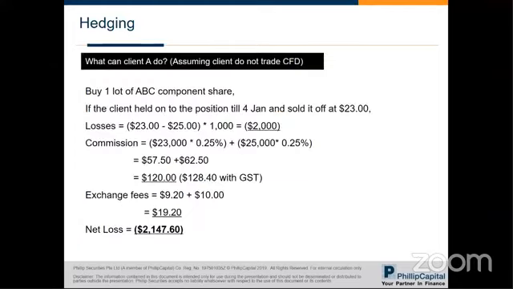So let me give you an example. What can the client do, assuming the client does not trade CFD, does not have a CFD account, doesn't know what CFD is, just buying the share. So bought at $25 in the previous slide. On the 4th January, the position was sold at $23. So this person is making a $2 loss times 1,000 shares, which is $2,000. And with the commission and the exchange fees, the net loss is $2,147.6. So it's a huge sum compared to the initial capital.